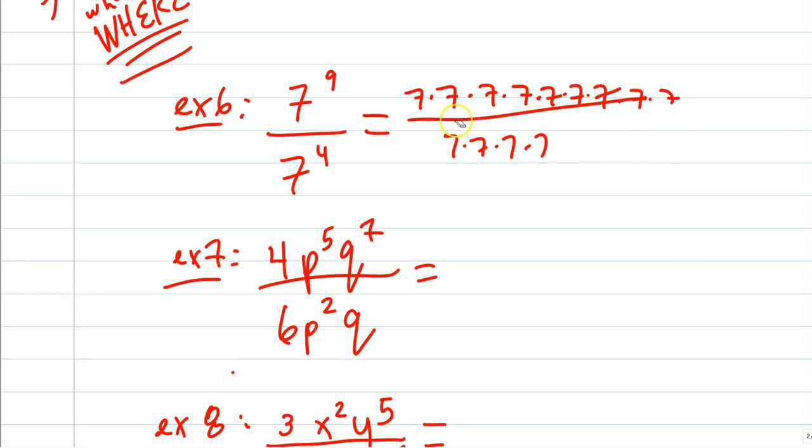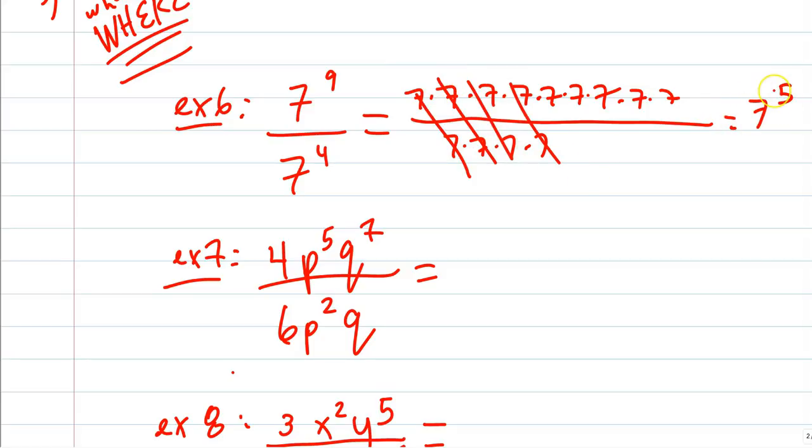And then what? Cancel out. How many are on the top? How many are on the bottom? Cancel, leaving us with 5 on the top. There's no doubt in my mind.